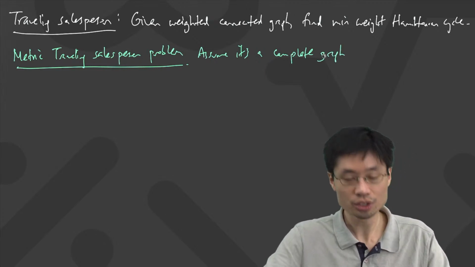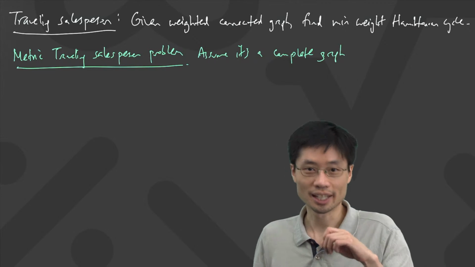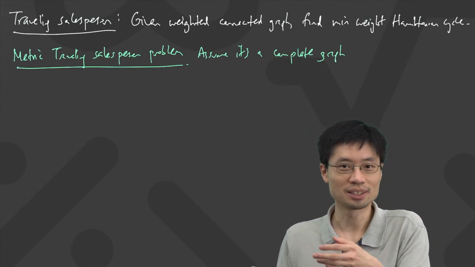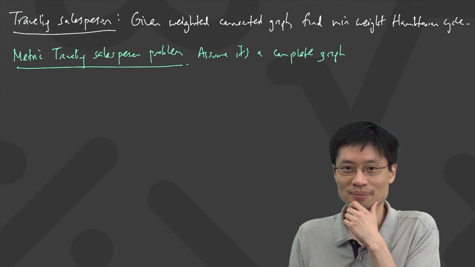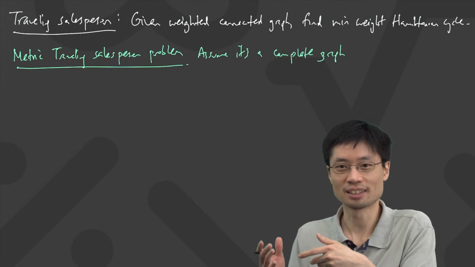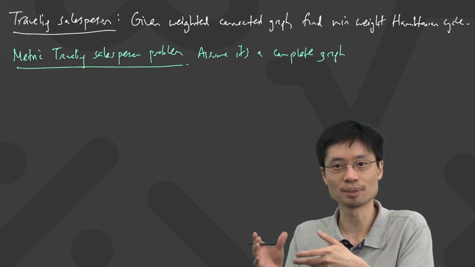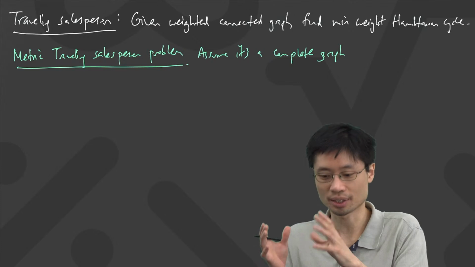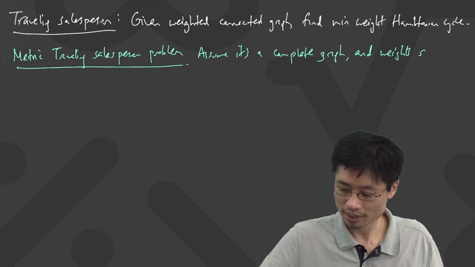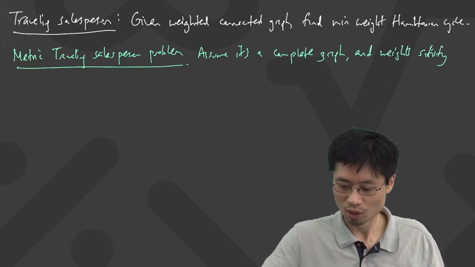meaning that you can actually go from anywhere to anywhere else, except that since it's metric, it means that they use meters and kilograms. No. The metric here is referring to the fact that the distances, the weights, have something to do with the notion of a metric space. So assume it's a complete graph, and the weights satisfy, well, what should they be?